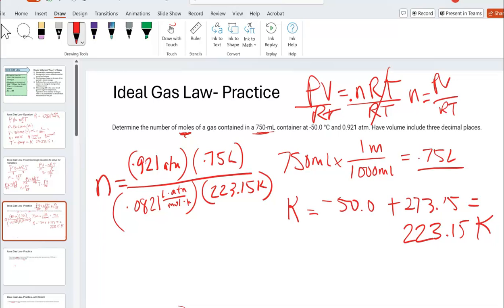At this point, I'm going to grab my calculator, and this is how I'd like to plug it in. 0.921 times 0.75, divided by, and I put everything on the bottom in parentheses. So on the bottom, I'll put parentheses, 0.0821 times 223.15, close parentheses. That is equal to n, which is 0.0377 moles.